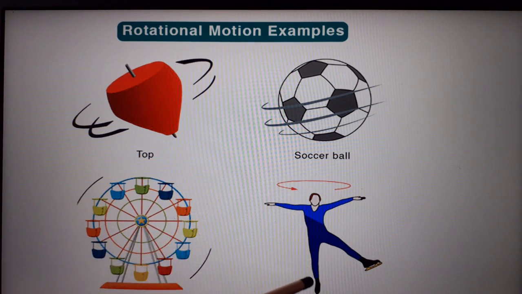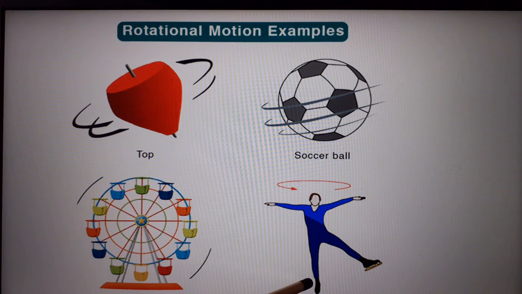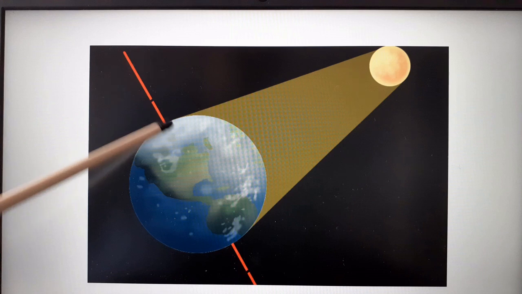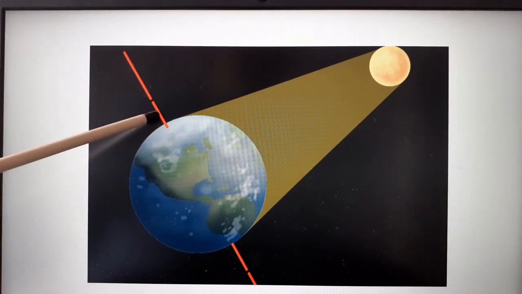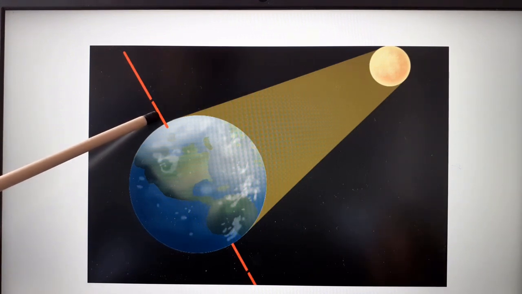You can see this ice skater. He has fixed his body about this fixed point, right? And he is going to perform rotational motion about this fixed point. Clear? Next example is Earth, rotating about an imaginary axis passing through its center. One more example of rotational motion.